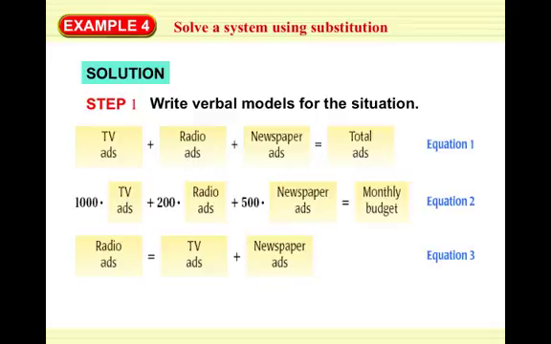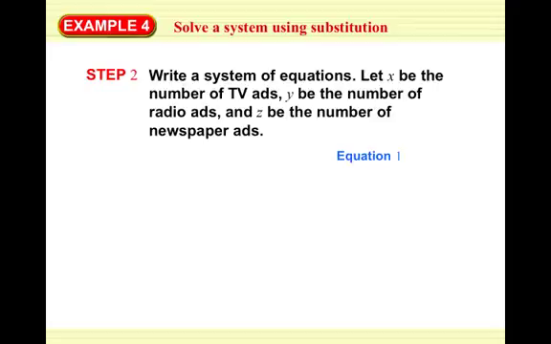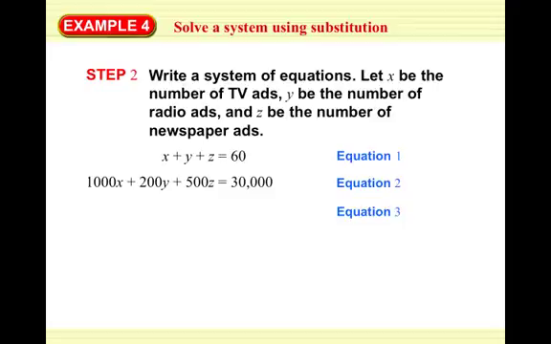Okay, and then we're also told that they want to run as many radio ads as TV and newspaper ads together. So radio ads is going to equal TV ads plus newspaper ads. So we're going to write a system of equations. We're going to let X be the number of TV ads, Y be the number of radio ads, and Z be the number of newspaper ads. So X plus Y plus Z is 60. 1,000X plus 200Y plus 500Z equals 30,000. And then finally, Y equals X plus Z.